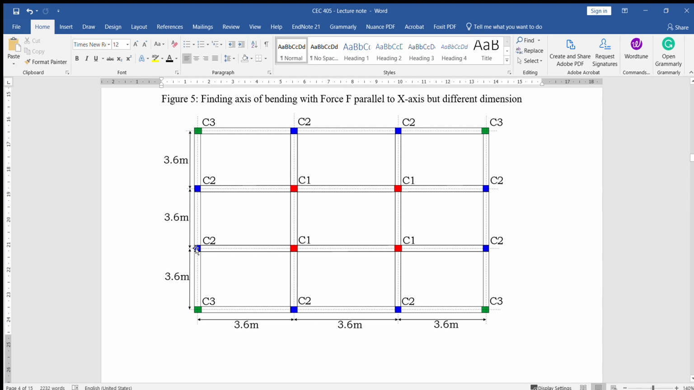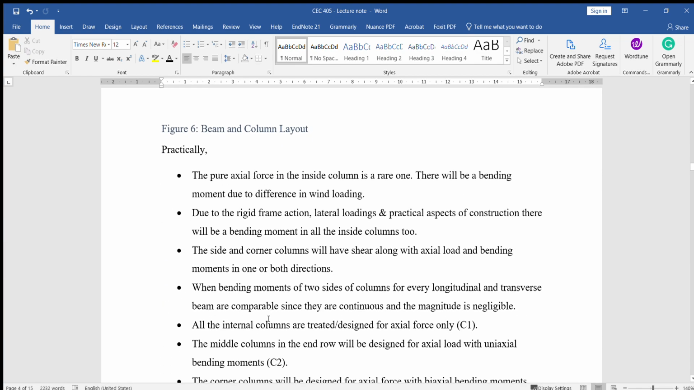This one, this one, this one, this one. That is, they will be treated as uniaxial loaded columns. Why are they treated as uniaxial bending? Let me say, treated with uniaxial bending moment.